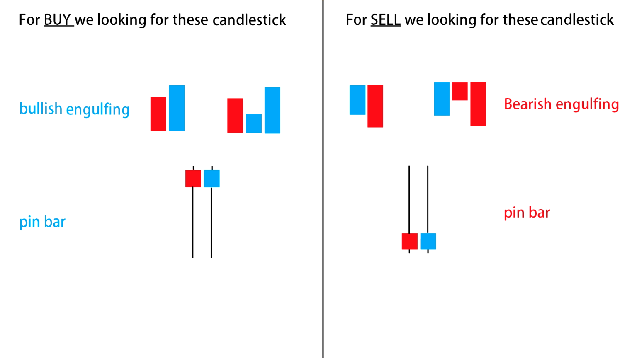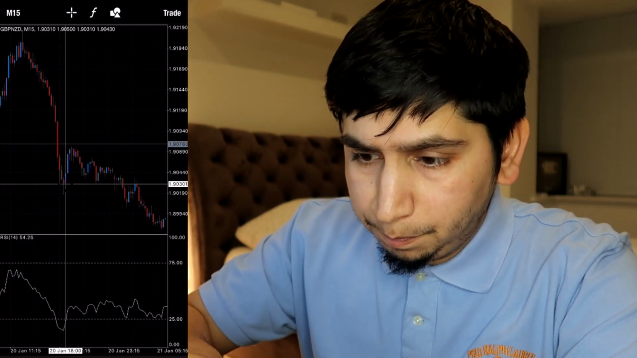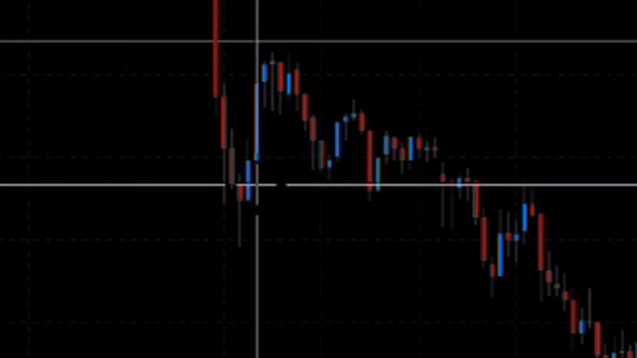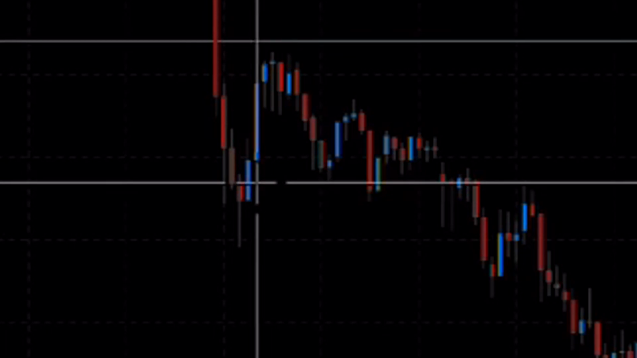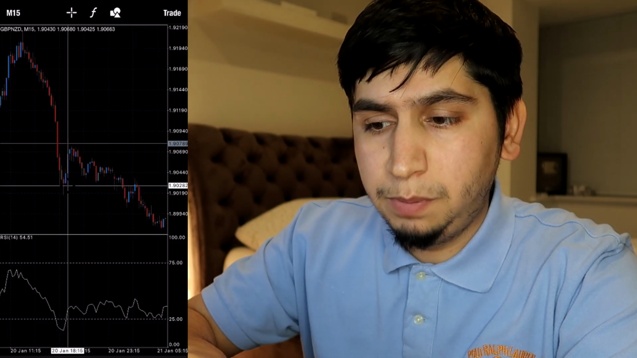So we're going to be focusing on two things, the RSI and a candlestick pattern. We either need a pin bar or an engulfing candle. It can be bullish if you want to buy and bearish if you want to sell. Very straightforward. So you would have entered here after this pin bar. You would put your stop loss maybe a few pips underneath it, maybe just under the body.